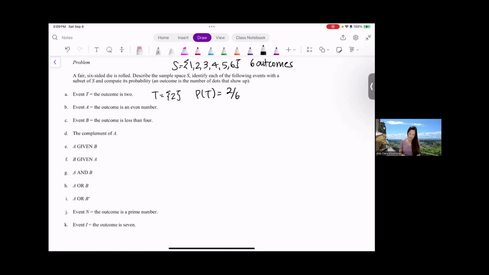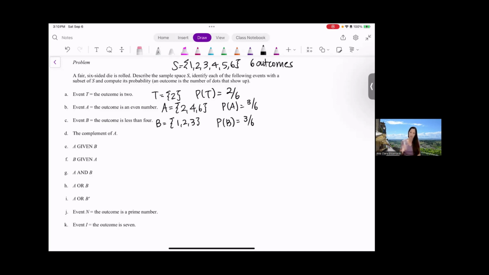Event A is the outcome is an even number. So of our total sample space, the even numbers are 2, 4, and 6. And then the probability of getting an even number, there's 3 out of the 6 total, or 1/2, 50%, or 0.5. Event B are the outcomes less than 4. The numbers that are less than 4 are 1, 2, and 3. And the probability of having those 3 numbers is 3 out of 6.